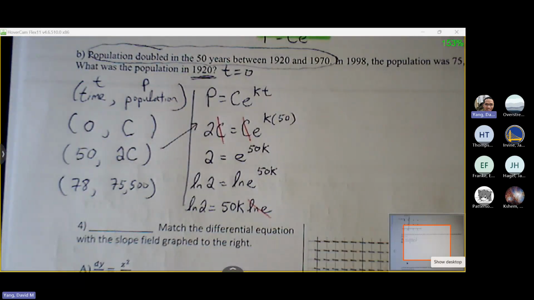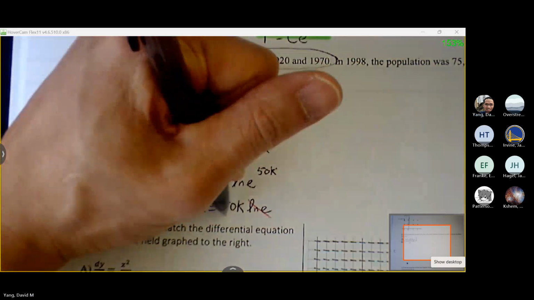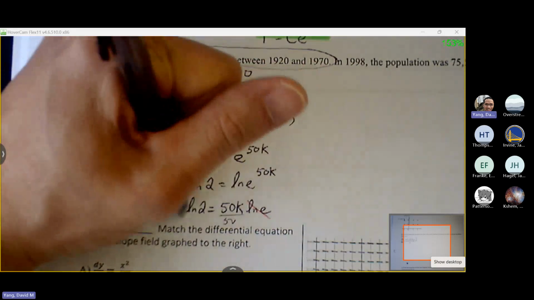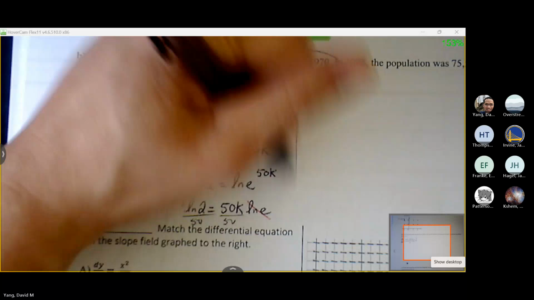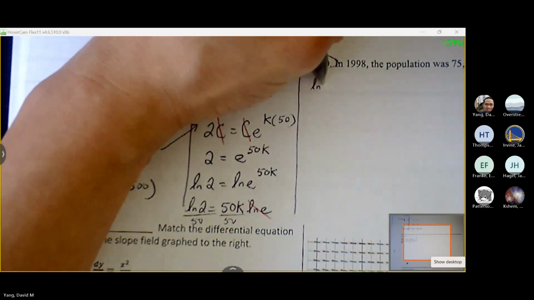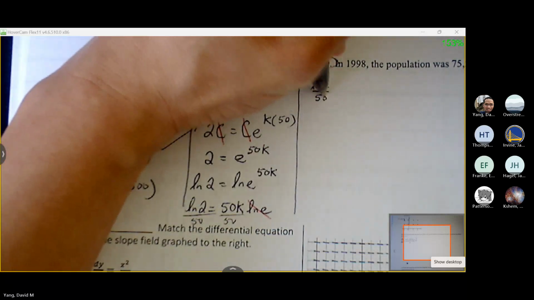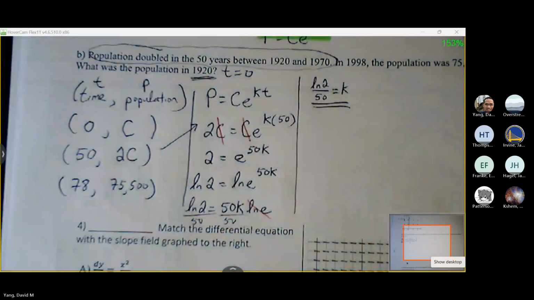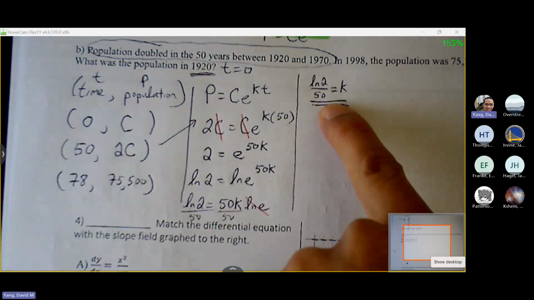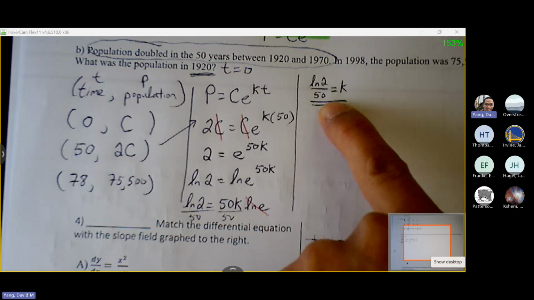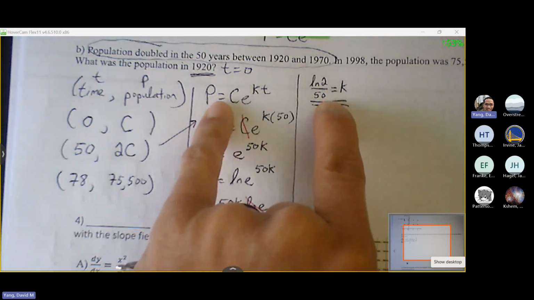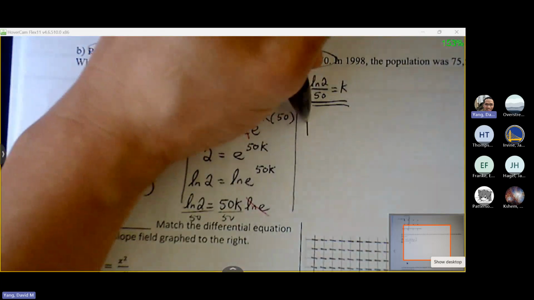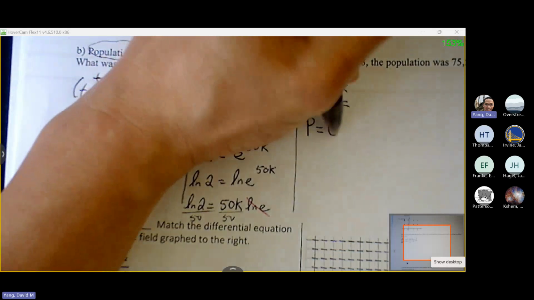Solve for K by dividing by 50, right? So no decimal value for K. I want you to hold on to that K value. So let's go back to our general equation and update with the information that we found.